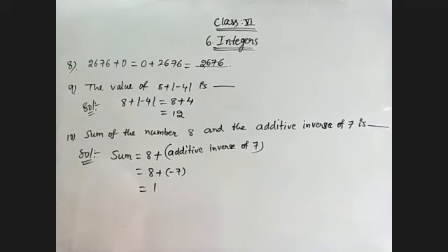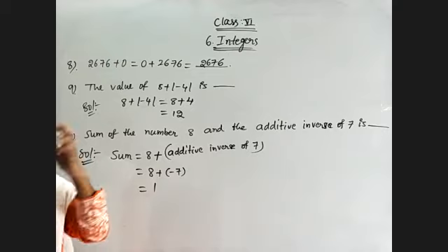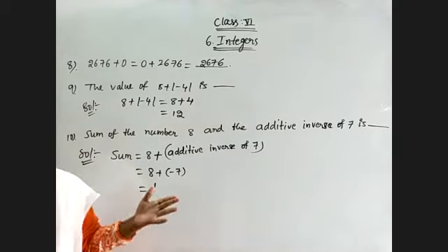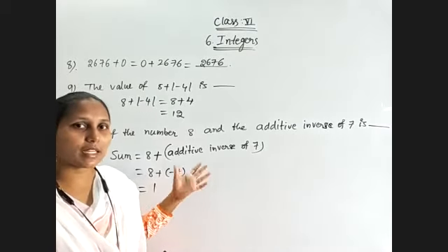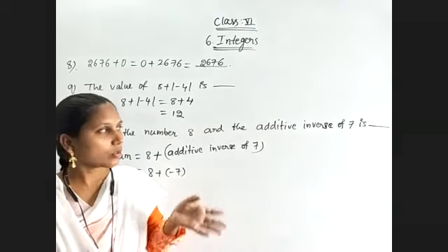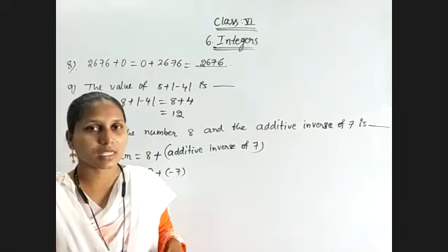That's it. Okay. And see, tomorrow we will take some more examples on integers only. So here we have discussed absolute value, additive identity, and sum and difference of the numbers. So tomorrow still some more examples we will discuss on the same topic.